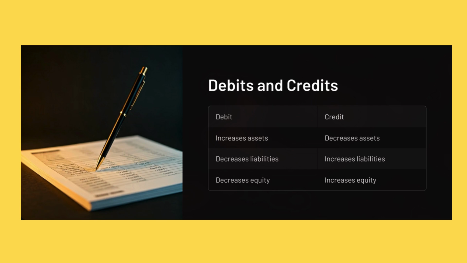Debits and credits. Debit, credit. Increases assets, decreases assets. Decreases liabilities, increases liabilities. Decreases equity, increases equity.